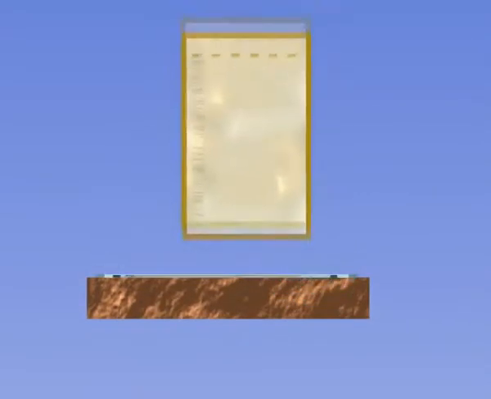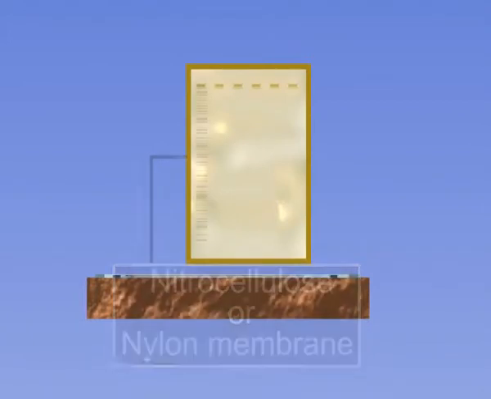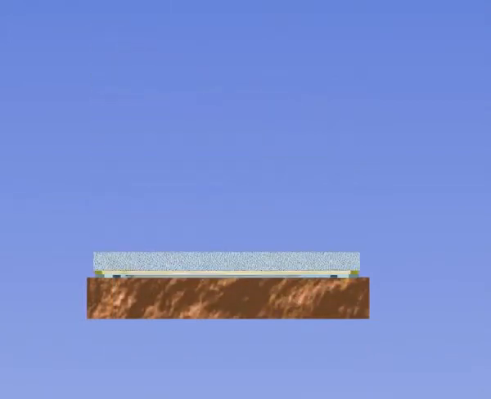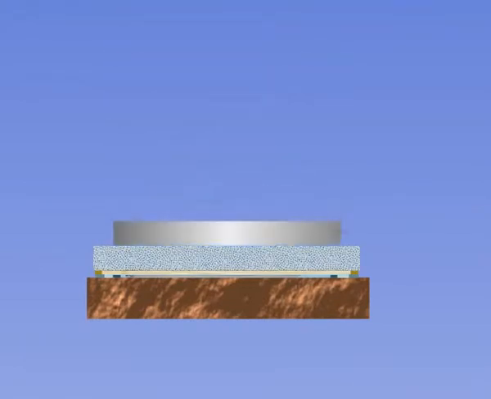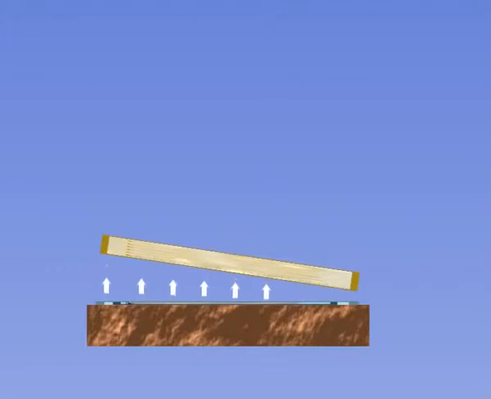This is a nitrocellulose or nylon membrane, which is pressed against the gel sheet. Some weight may also be used to get a better result. This setup is allowed to stand for 12 to 18 hours. The fractionated DNA present on the gel sheet is transferred to a sheet of nylon.